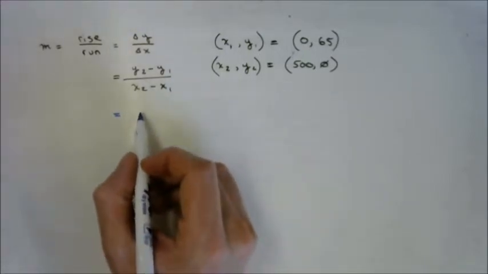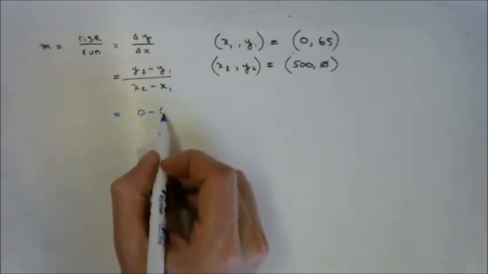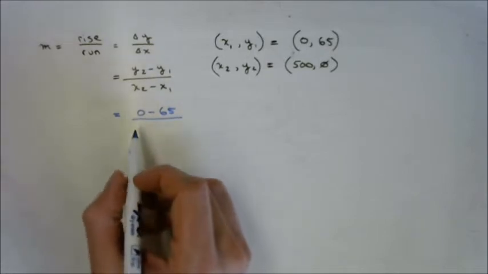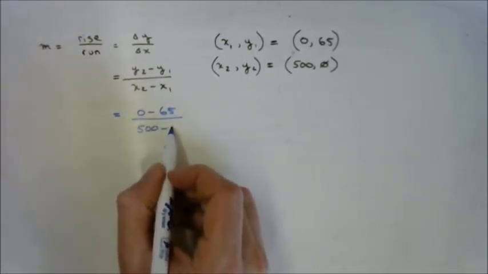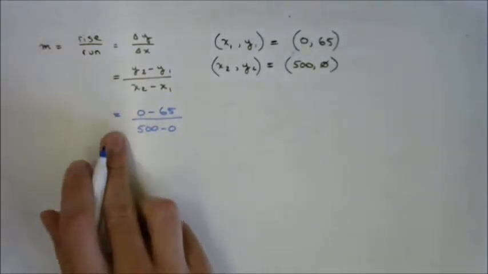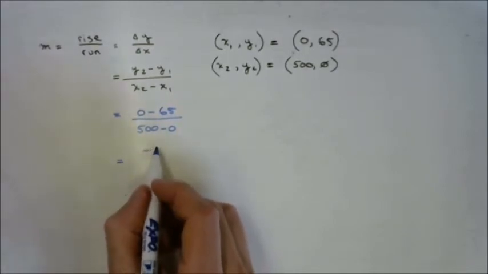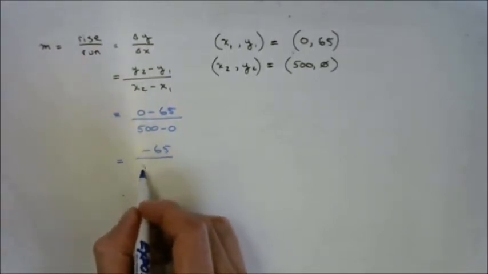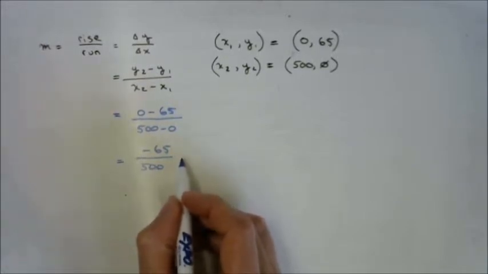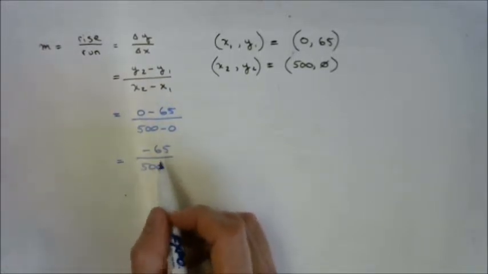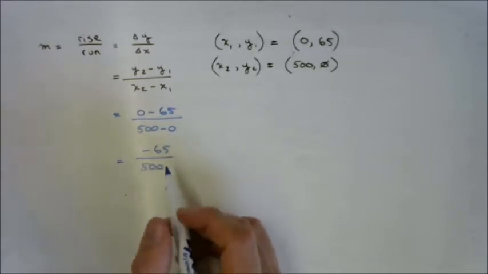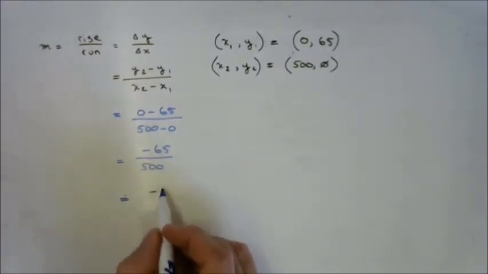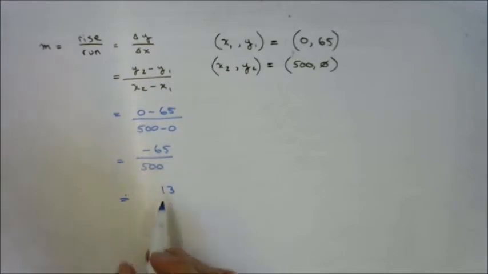0 minus 65, and the run is 500 minus 0, which gives us negative 65 over 500, which reduces to, both of these are divisible by 5, so we're just going to reduce it to negative 13 over 100, and we'll leave that as our slope.